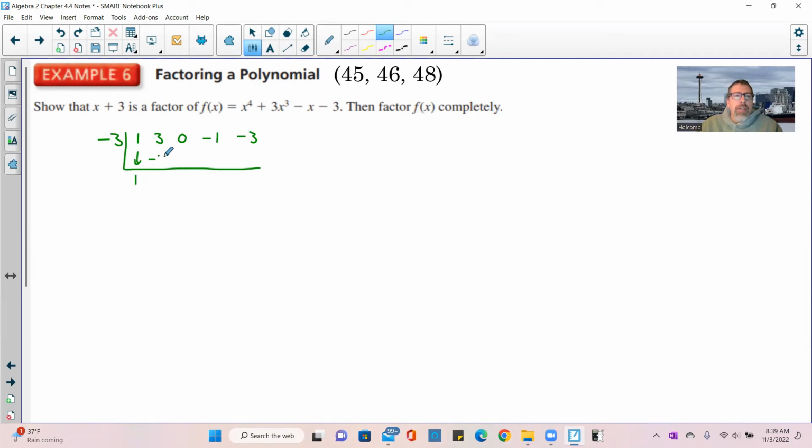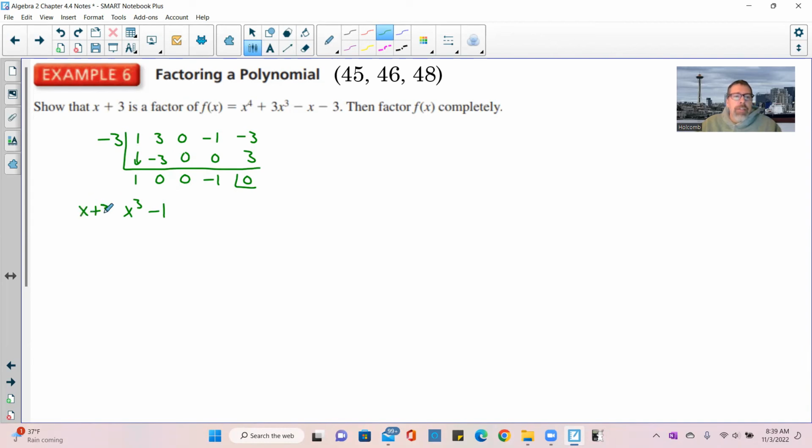Negative 3 times 1 is negative 3. 3 plus negative 3 is 0. Negative 3 times 0 is 0. 0 plus 0 is 0. Negative 3 times 0 is 0. Negative 1 plus 0 is negative 1. Negative 3 times a negative 1 is a positive 3, and negative 3 plus 3 is 0. Okay, so if you don't remember, this would be constant first, second, third. So that would be x cubed plus 0x squared plus 0x minus 1. This is what we got when we divided this by x plus 3.